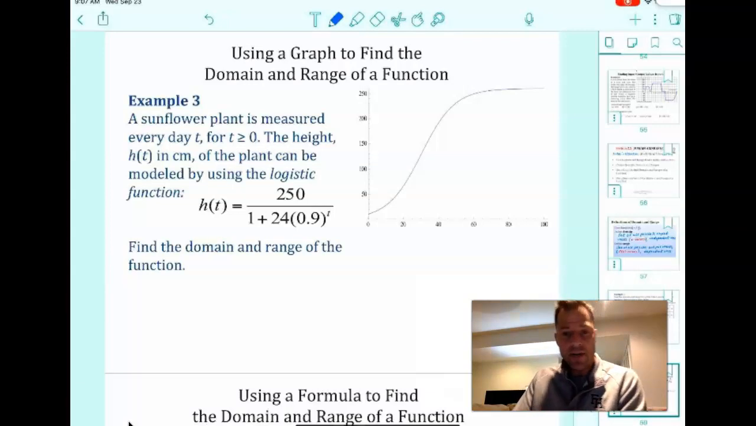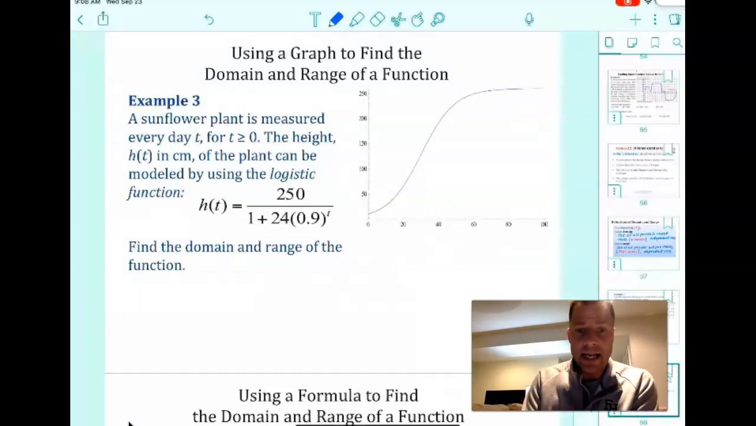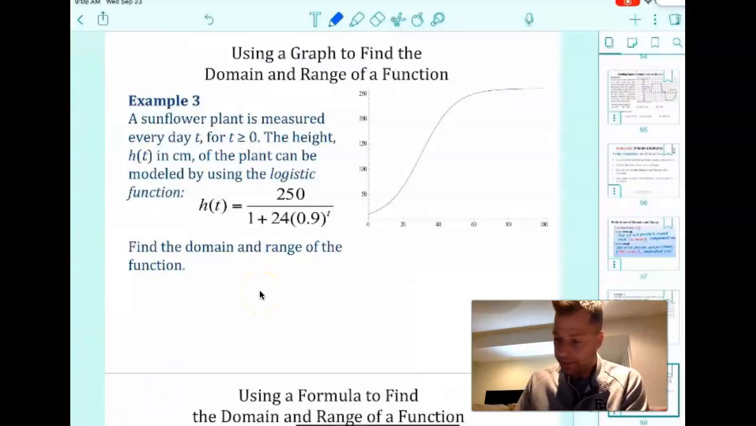Okay. So we have this beautiful graph. A sunflower plant is measured every day for height. The height, h of t, in centimeters of the plant can be modeled by using a logistic function. h of t is equal to 250 over 1 plus 24 times 9 tenths to the t. Find the domain and range.